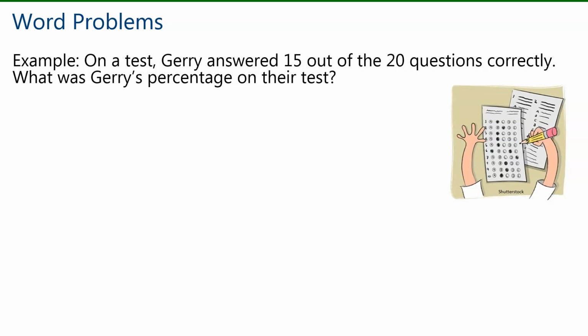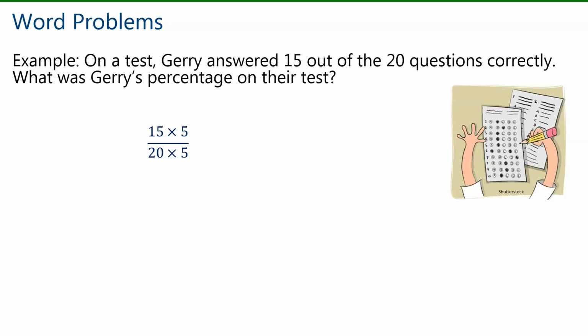It says, on a test, Jerry answered 15 out of the 20 questions correctly. What was Jerry's percentage on their test? So since they answered 15 out of 20 correctly, we can write this as a fraction, 15 over 20. Now to change this to a percentage, we can write this over 100. So we ask ourselves, what do we multiply 20 by to get 100? And that would be 5.